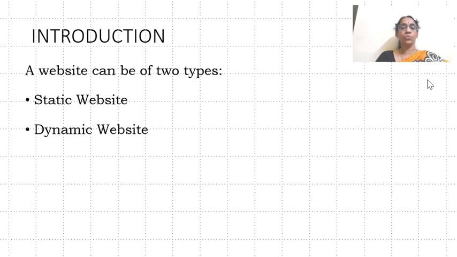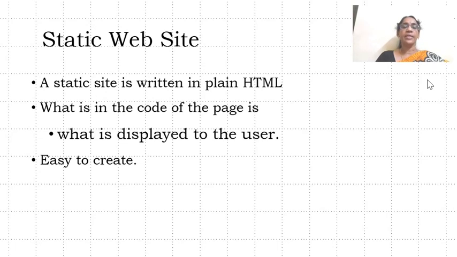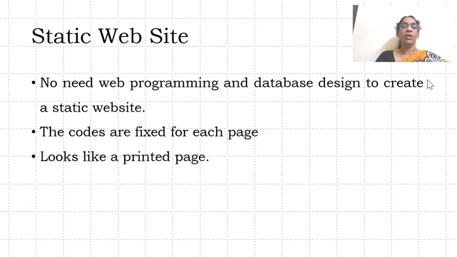A website has two types: one is a static website, another one is a dynamic website. A static website is written in plain HTML. So what is in the code of the page is what is displayed to the user. It is static, the same to all users, and it is also easy to create. Here there is no web programming, no database design, nothing. It just looks like a printed page, and it is the same for all users.